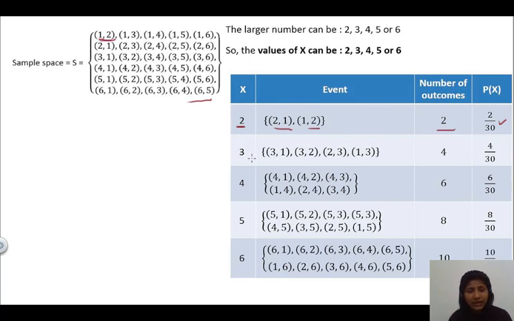Similarly, in the second question you see when 3 is greater. So we have written the outcomes in which 3 is greater. 3 will be greater than 1 and 2. So just write the elements 3 with 1, 2. Correct. So total outcomes are 4, 4 by 30.